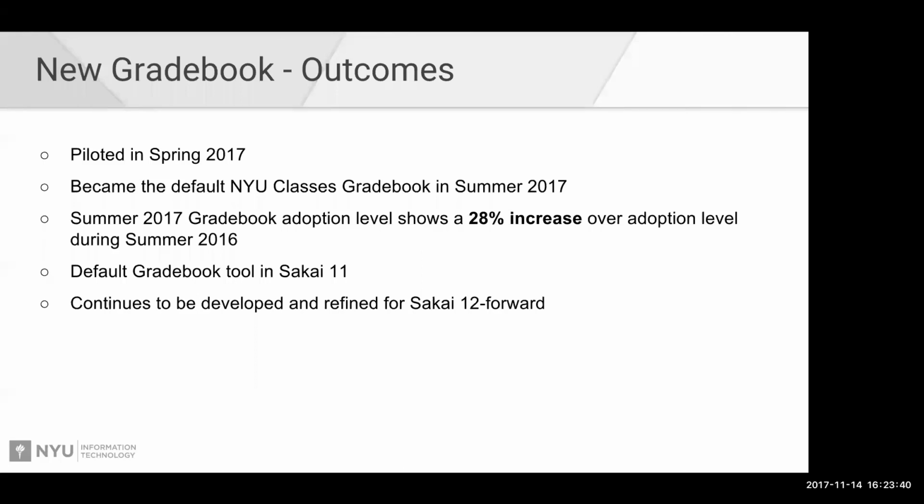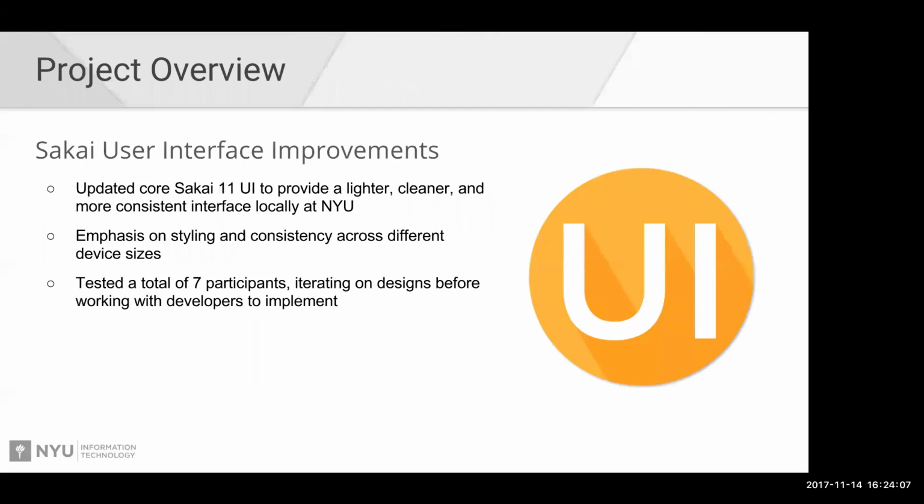And the great thing is that it continues to be developed and refined for Sakai 12 and forward. So in Sakai 12, there are some improvements to the table that have been contributed by NYU. Notre Dame has contributed some fantastic features for the settings screen, with being able to view the grade distributions, for example. So there's a lot of continued momentum around this gradebook, and we're very excited to see where it continues to go from here. So that's the gradebook tool.